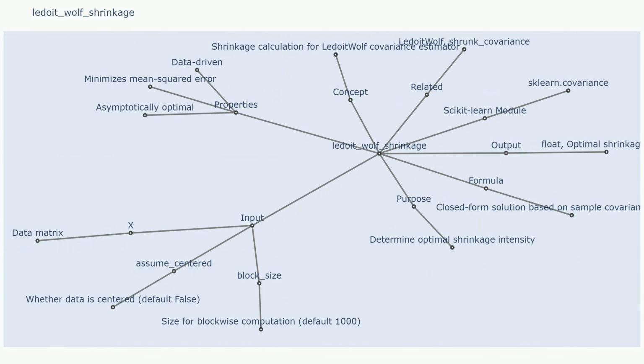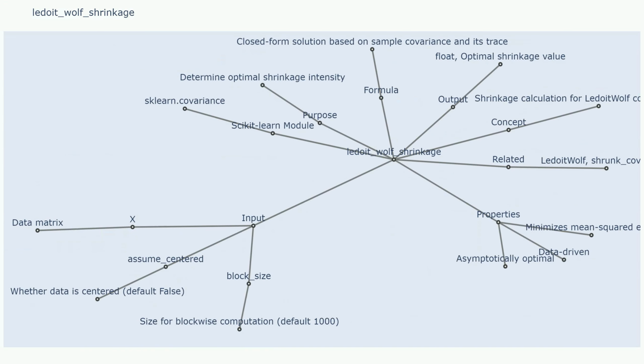Parameters. X. Description: the data matrix. The rows represent the samples and the columns represent the features. Assume centered. Type: array. Description: if true, data will not be centered before computation. Useful to work with data whose mean is approximately equal to 0 but is not exactly 0. If false, data will be centered before computation. Type: Boolean. Default: false.